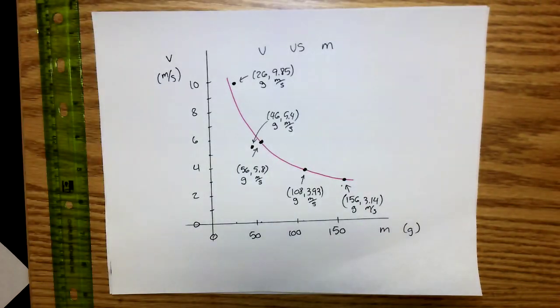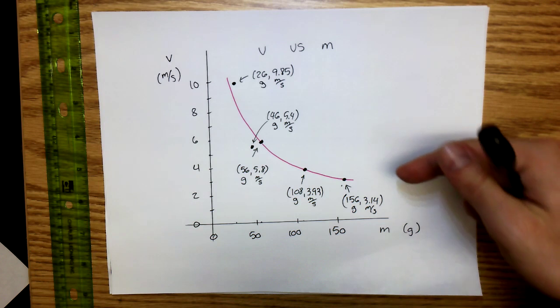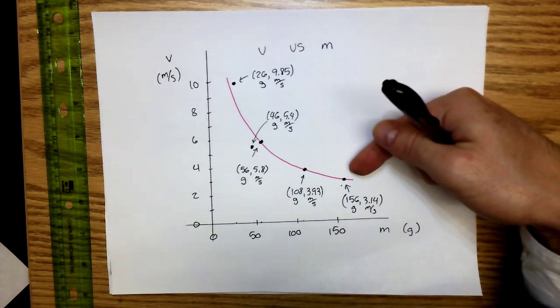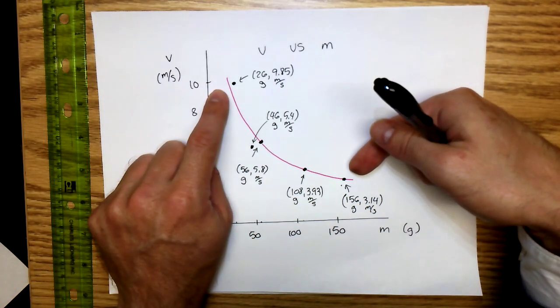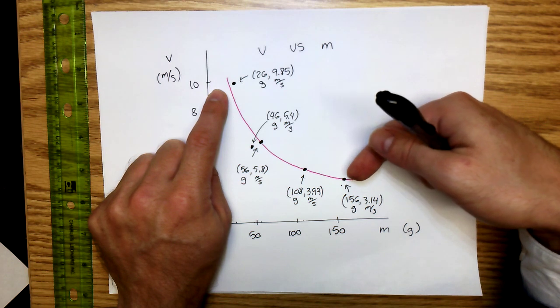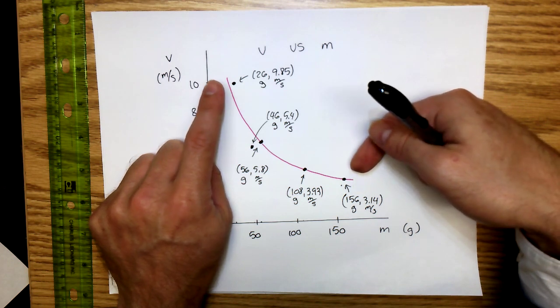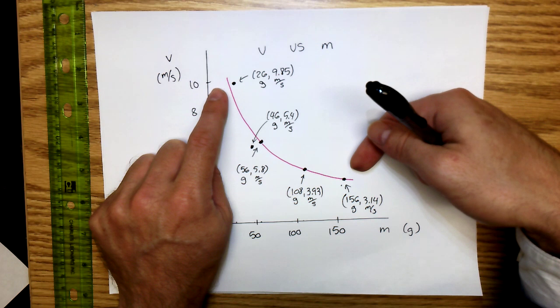How should I scale this axis? Well, guys, what's going to be my largest and my smallest value? Here, the largest mass was 156 grams. The smallest was 26 grams. What's a bigger number, 1 over 156 or 1 over 26? What's the bigger number? Yeah, 1 over 26. Right.